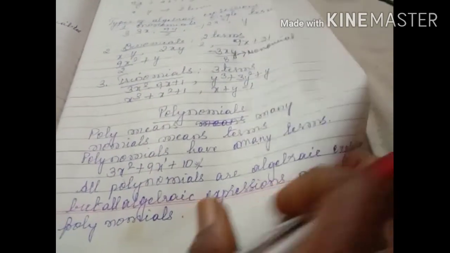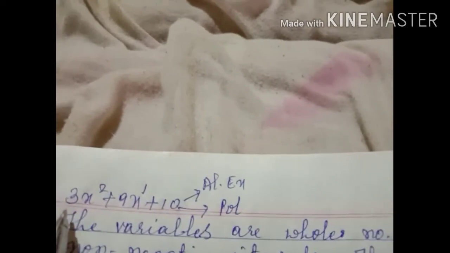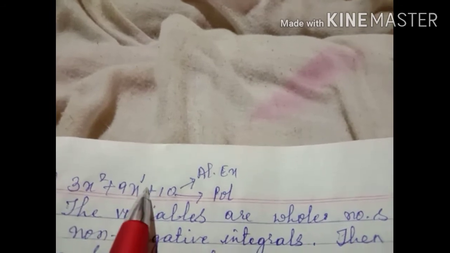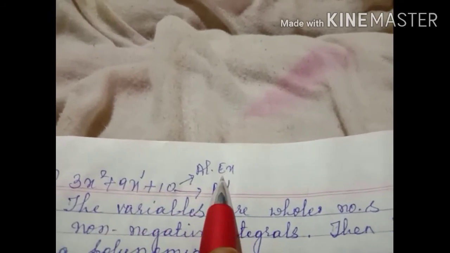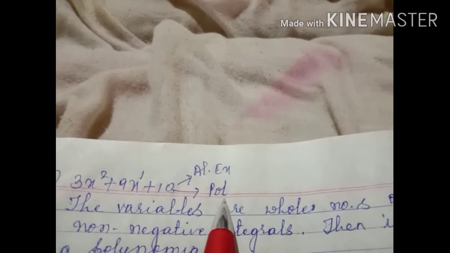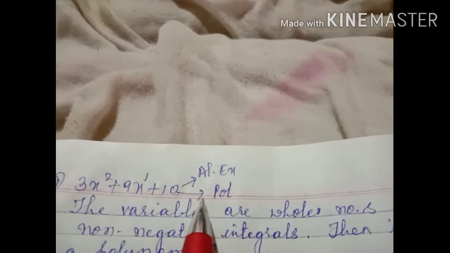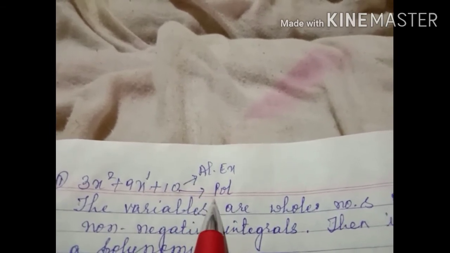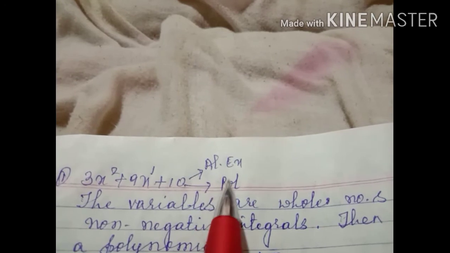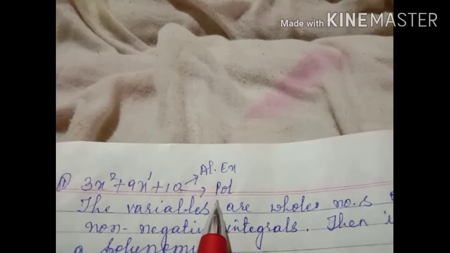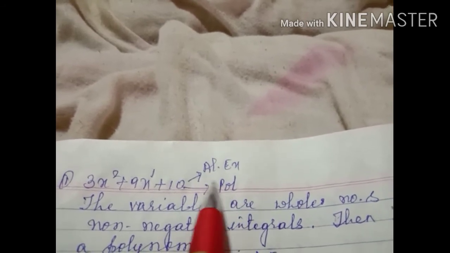Let us see here. 3x square plus 9x plus 10 is an algebraic expression, and it is a polynomial also. It is given the name polynomial because it contains many terms; an algebraic expression which contains many terms is nothing but a polynomial.